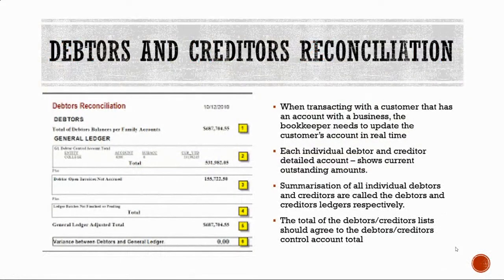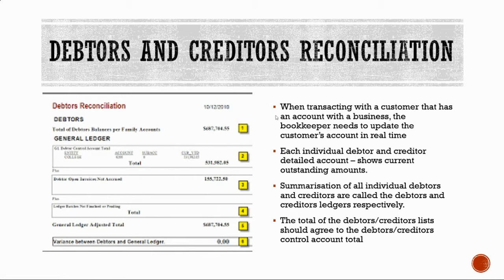Now let's quickly have a look. This is an example of what it would look like. So you would have your total debtors per, this is your control account, generally at the top. And then you would have any adjusting entries that might not have been reflected or need to be corrected to get back to your general ledger account. Now, there shouldn't be a difference between the general ledger account and your individual debtor accounts.